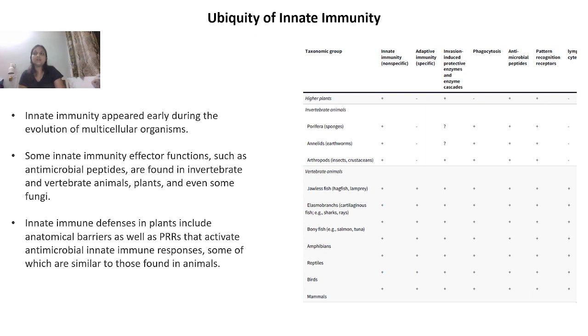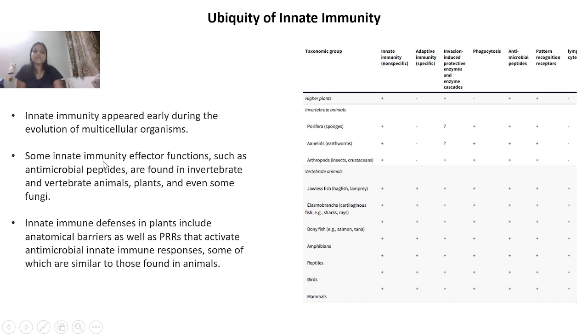In humans, we are all studying innate immunity and adaptive immunity with reference to us. But what about the other animals which are present? Other animals also have this kind of response, and innate immunity has been shown to have appeared early during the evolution of multicellular organisms.